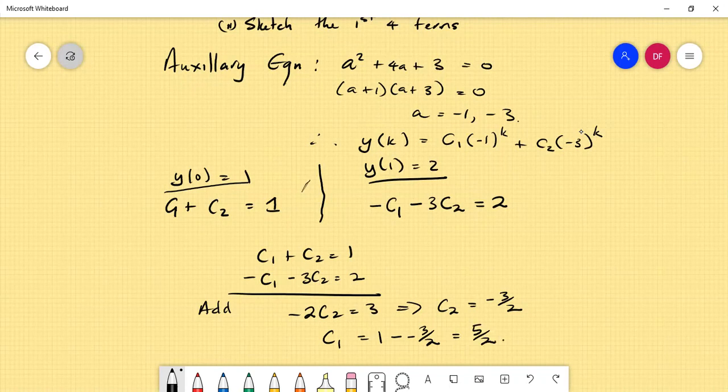Sir, when you find the roots, does it matter the order that you put them in? So, for example, you put like -3 and -1. No. All right, sir.